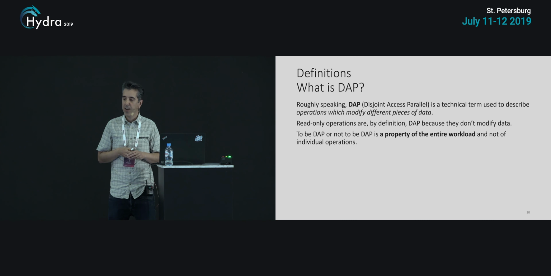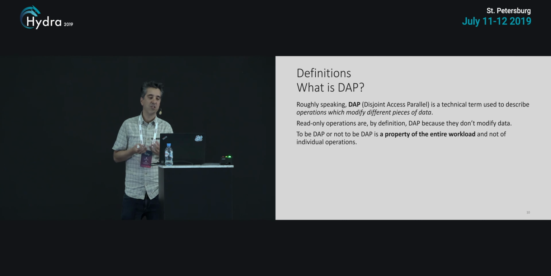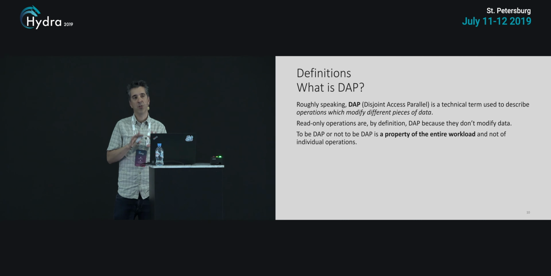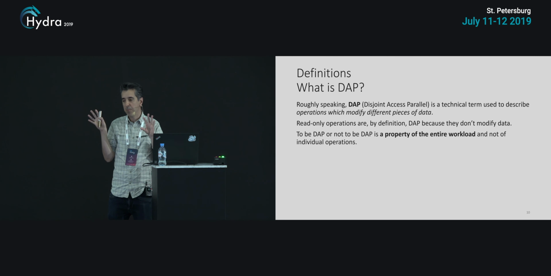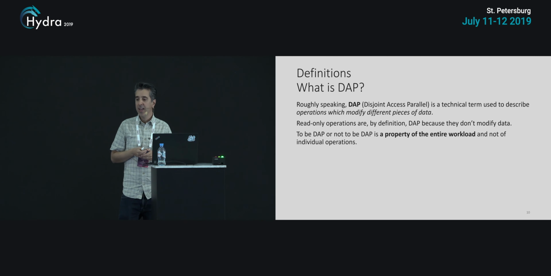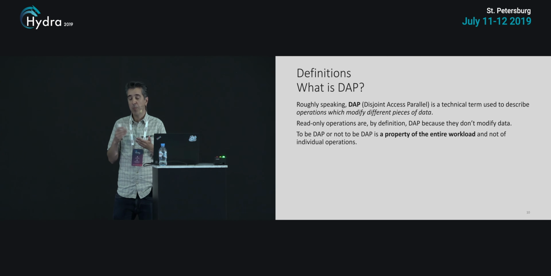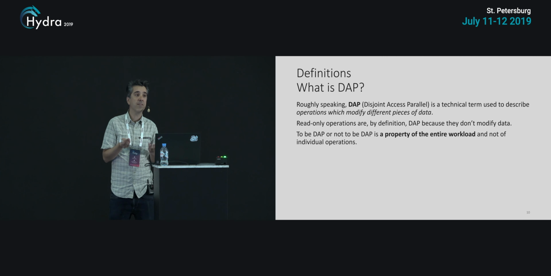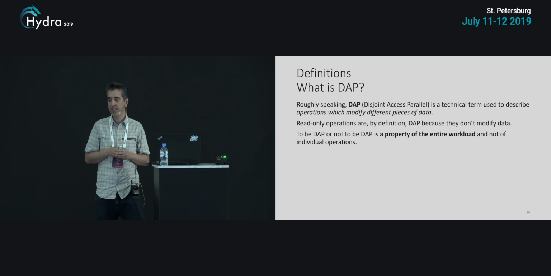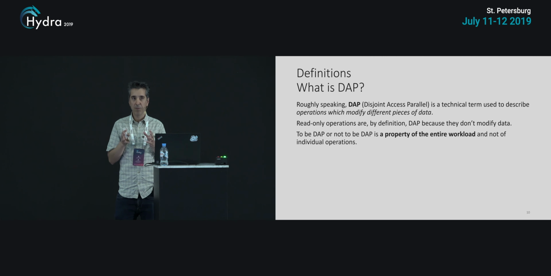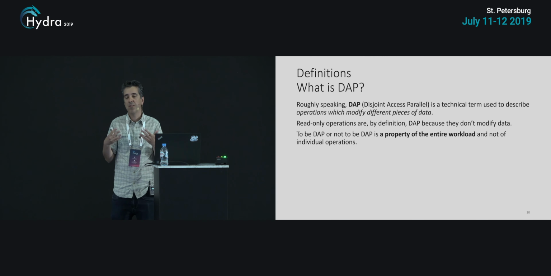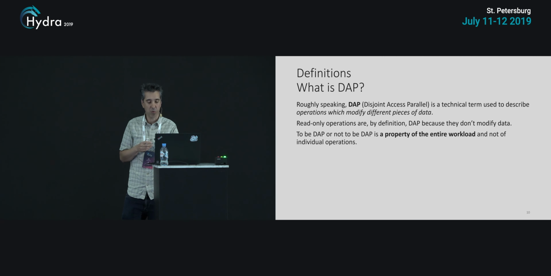the industry. Basically what it says is that a certain workload is disjoint access parallel if all the modifications are occurring in different places, in different pieces of data. Read-only operations do no modification, so by definition they're disjoint, so they're DAP. DAP is a property of the workload, okay? So it's related to the interaction between the threads and what operations they are doing.